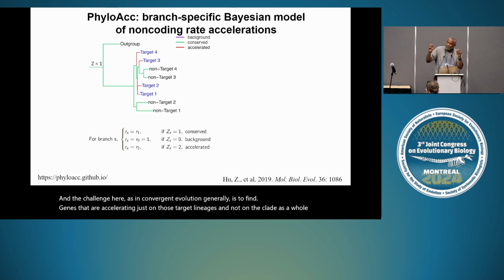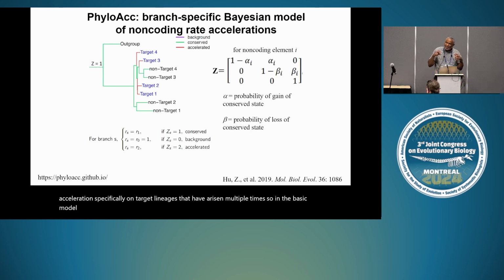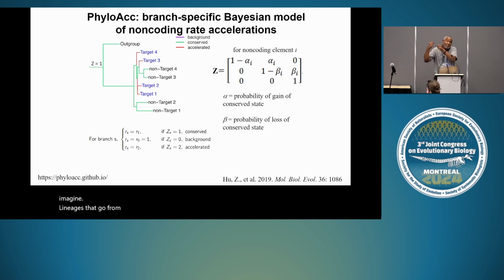Much software out there finds it difficult to distinguish between clade-wide accelerations and accelerations specifically on target lineages that have arisen multiple times. So in the basic model, we have a transition matrix, Z, which allows branches to transition between three conservation states: the background state, the conserved state, and the accelerated state. And so you can imagine lineages that go from a conserved state to an accelerated state.